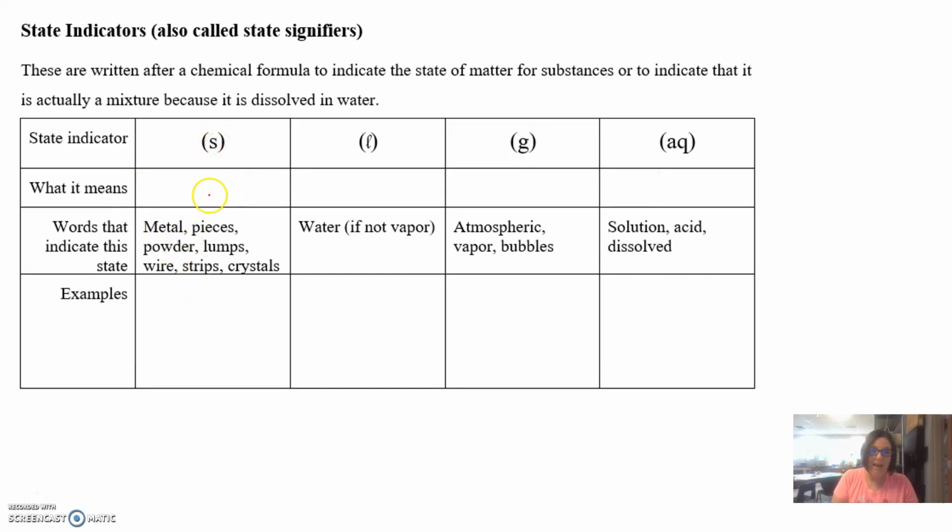So parentheses S means solid. So if something's in the solid state of matter, you would put parentheses S after it. There's a couple of context clues. If they don't flat out say solid, you might hear metal, pieces, powder, lumps, wire, strips, crystals, anything that if you pictured it, you could pick it up.